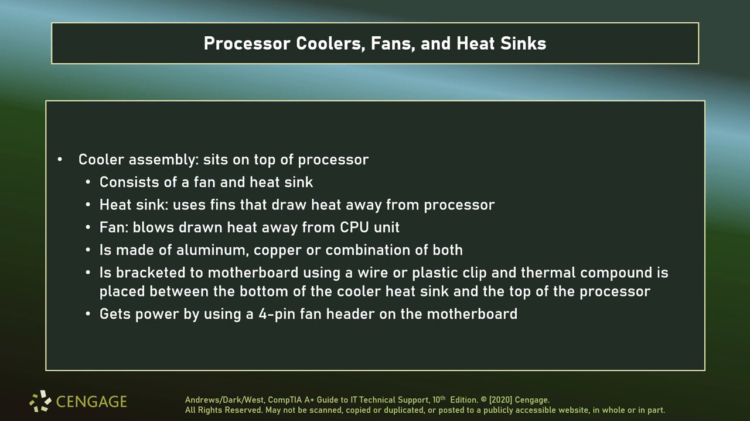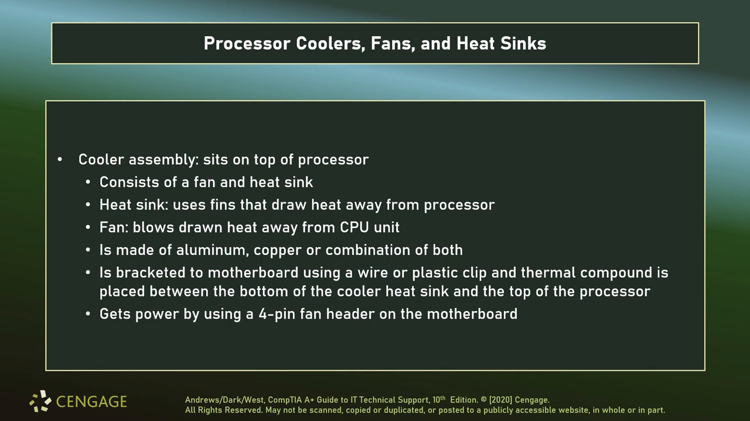The heat sink uses its fins and increased surface area, because of the very thin air spaces in between each individual metal fin, to draw heat away from the processor and radiate it out into the air. The greater the amount of surface area, the more fins, the more space exposed to the air, the faster the heat will radiate and reach equilibrium. The fan enhances this by blowing the drawn heat away from the CPU unit and pulling cooler air from the bottom into the fins. The heatsink is usually made out of aluminum, copper, or some combination of both.